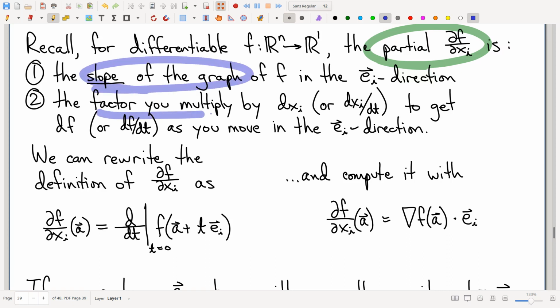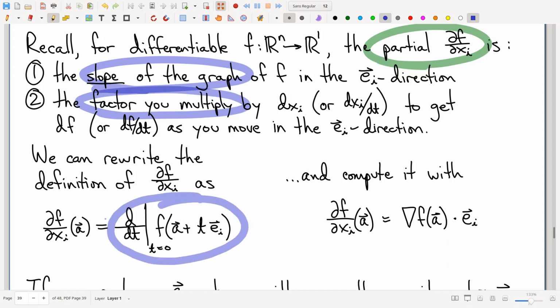It's a multiplicative factor. It's what you multiply by input changes to get output changes in certain circumstances. Here's one I haven't actually done yet, at least not in this algebraic form, but I claim you can view a partial derivative as being this expression right here, and I want to talk about this expression.